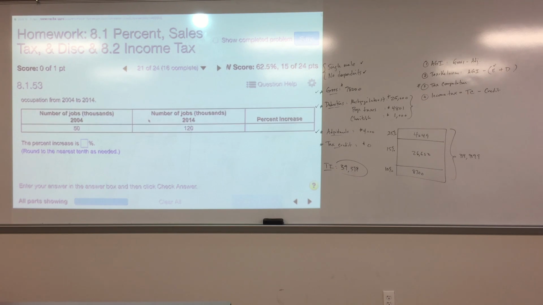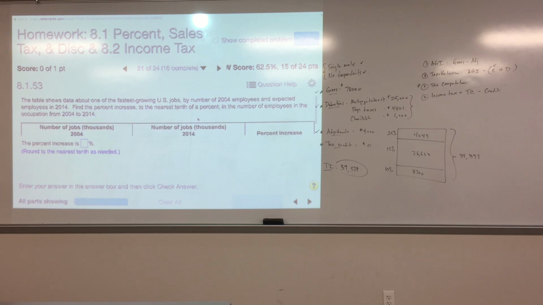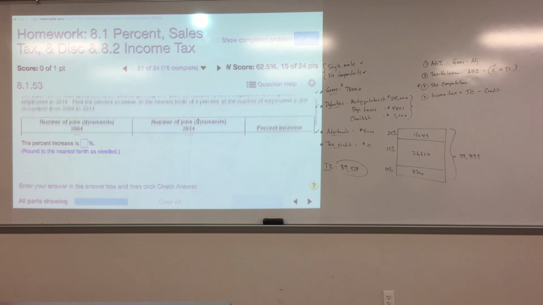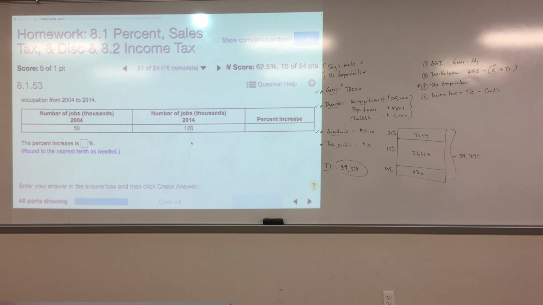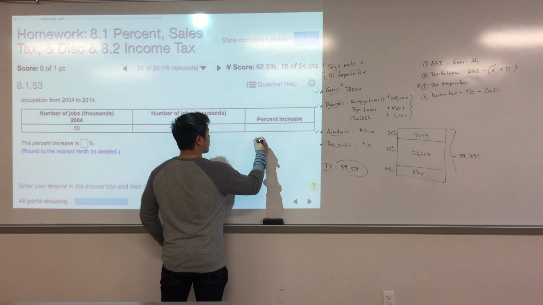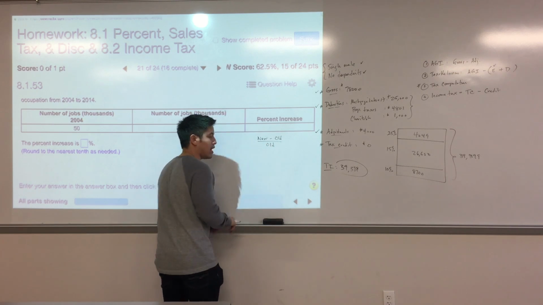Now, what we need to find is the percent increase. Let's understand the situation in this problem. In 2004, there were 50,000 jobs. In 2014, there were 120,000 jobs. This data represents the number of employees in an occupation from 2004 to 2014. So what we need to figure out is what percent it increased by. Percent increase is done very easily. To figure out percent increase, you take your new amount minus your old amount and divide it by the old amount.